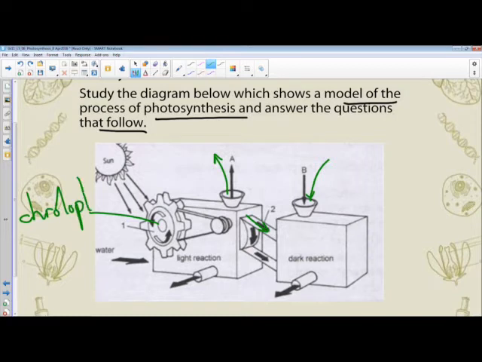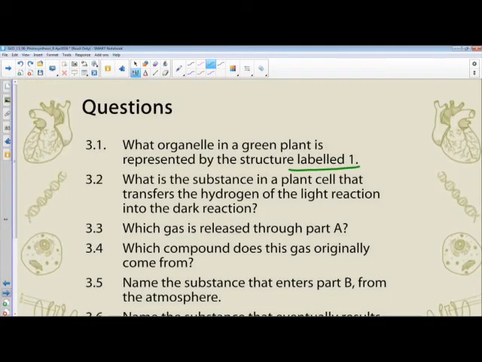And essentially this illustration is showing the chloroplast. Cool. So if you did get that, well done. What is the substance in plant cells that transfers the hydrogen of the light reaction into the dark reaction?